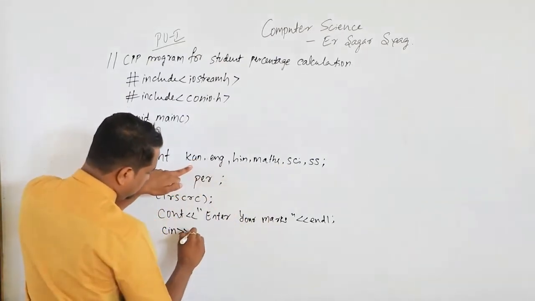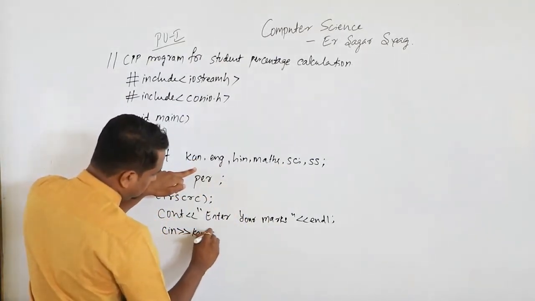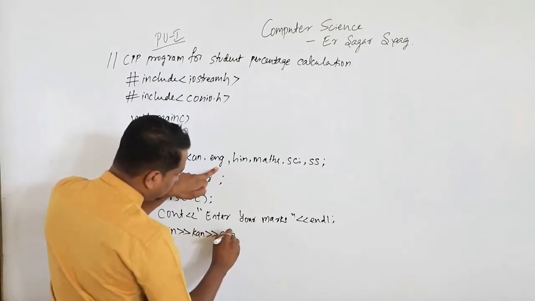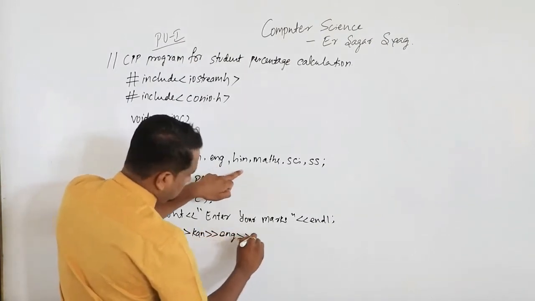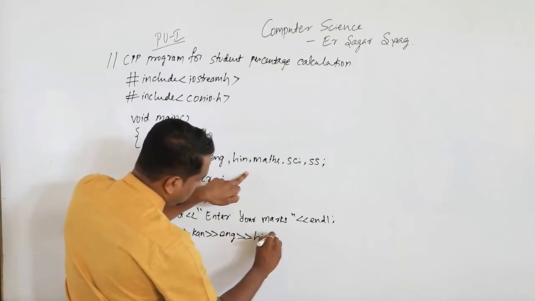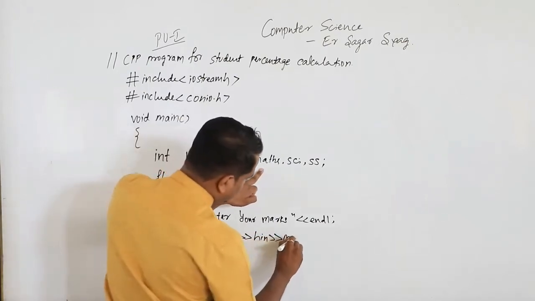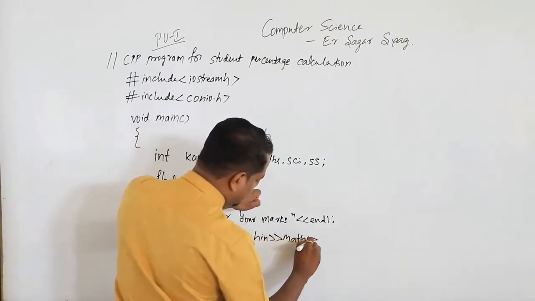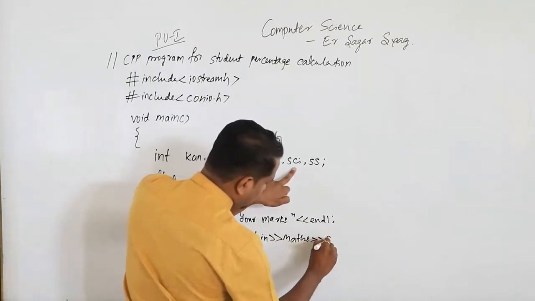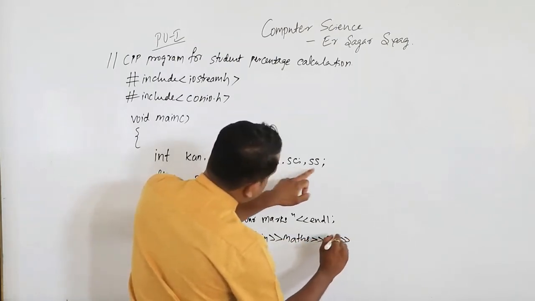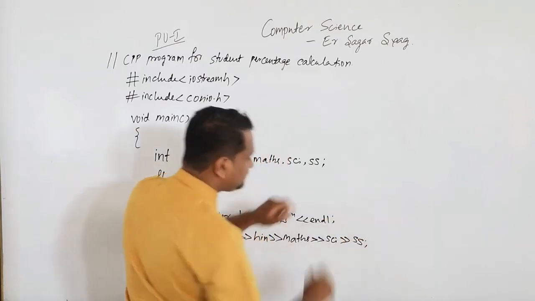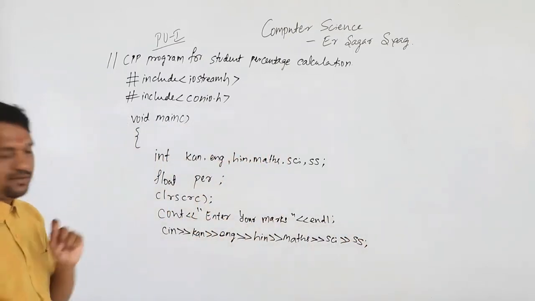First Kannada, Kn. Next Eng. Next Hin. Next mathematics, that is short form maths. Next SCI. Next SS. Okay, this is the formula.